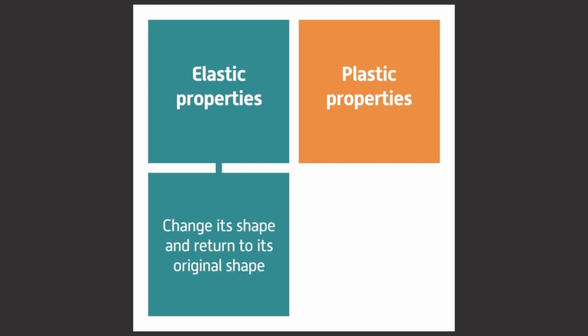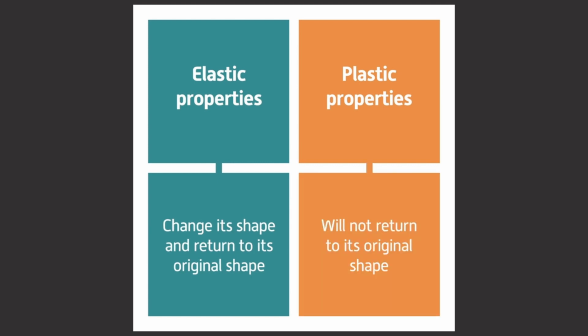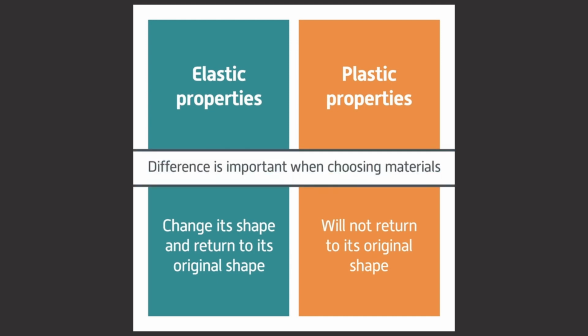A material with elastic properties will change its shape when a force is applied and will then return to its original shape when the force is removed. A material with plastic properties will not return to its original shape when the force is removed. As you can imagine, this difference is important when choosing a material for a particular application.